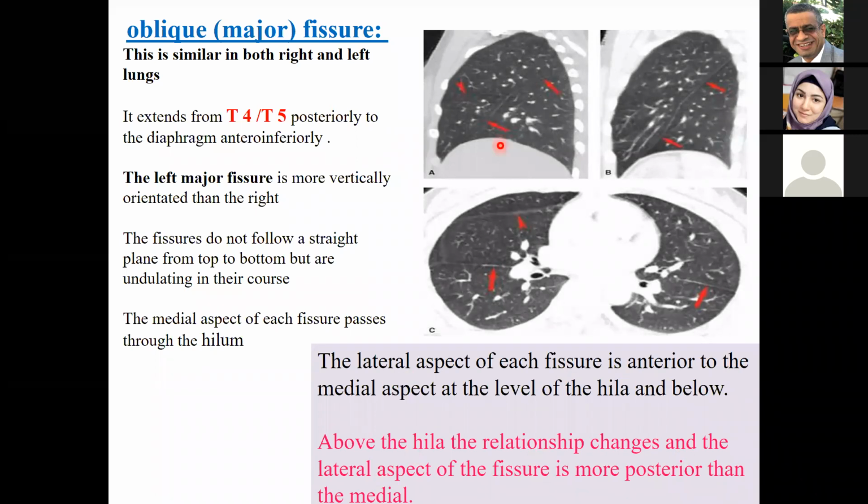This is the sagittal CT scan. This is the oblique major fissure and minor fissure. This is the lower lobe. This is the left lung with upper and lower lobes. This is the oblique fissure. This is an axial CT scan, showing major fissures and minor fissure.